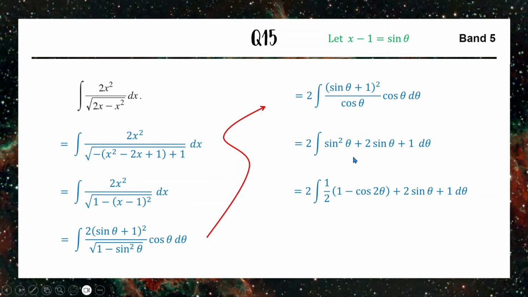And now, because it's going to make things nicer, I'm actually going to bring that 2 out the front back in to turn this half into a 1, turn this 2 into a 4, and turn this 1 into a 2. So bringing it back in, we get 1 minus cos 2 theta here, we get 4 sine theta here, and we get plus 2 on the end. Now everything is nice and friendly. Now I can go and do some integration and then figure out where to go from there. The last part of this question I actually think is probably the hardest.